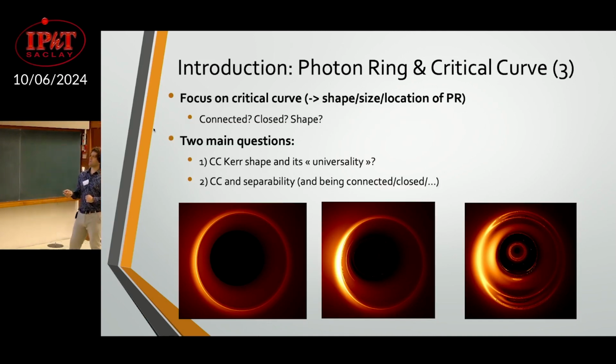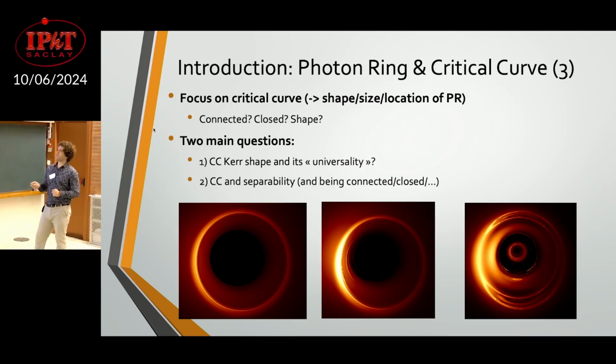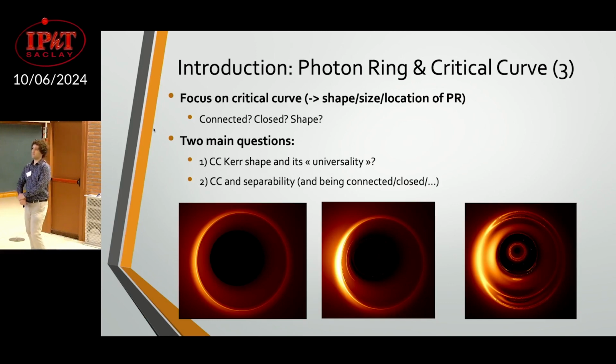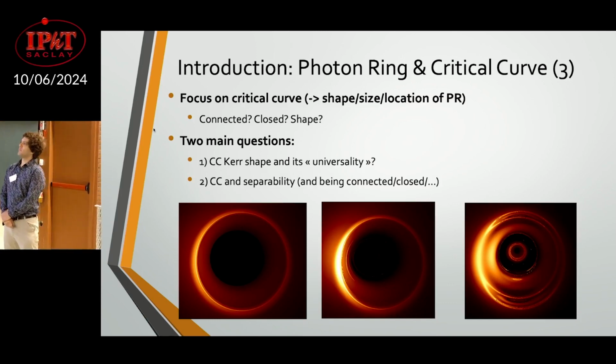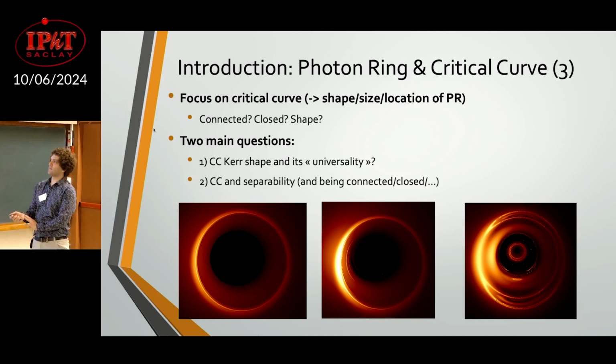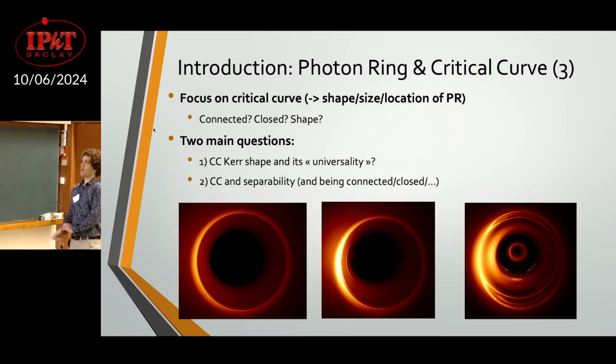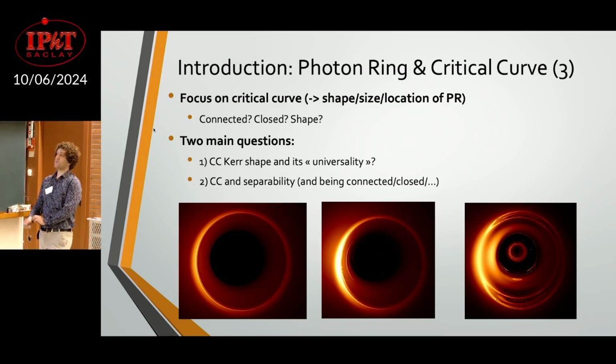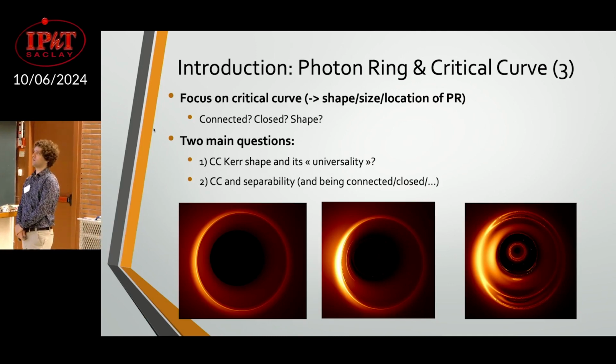And so the questions that I'm going to ask, also in this order, are, I'm going to first focus on the shape. So I'm going to ask myself, look, this shape here, how much can I actually deviate from the Kerr or GR prediction for the shape of the photon ring or critical curve? And the second question that I'll ask, if I have some time for that, is there some relation between this critical curve or photon ring being one nice closed and connected curve and the issue of geodesic separability, right? So I'll talk about that later.